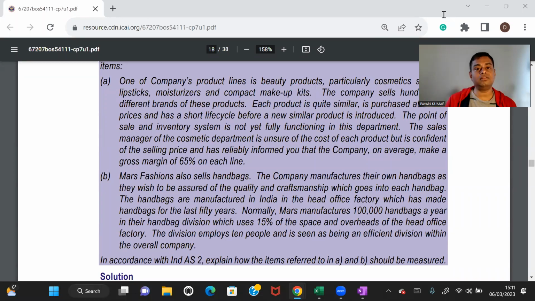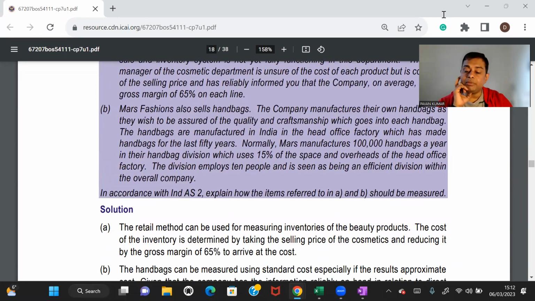When you receive it, you open it, 10,000 items are there, but you do not know the cost of each item. But you know the selling price, you know your average gross profit. Then while calculating inventory at the end of the year, you take the selling price minus the gross profit margin, whatever that is, is the cost, that is your value of inventory. That is what question number A is. Very interesting. Question number B. Read question number B, ma.